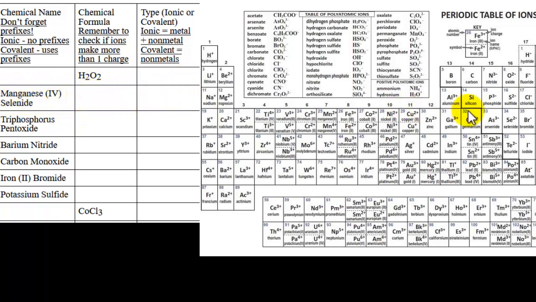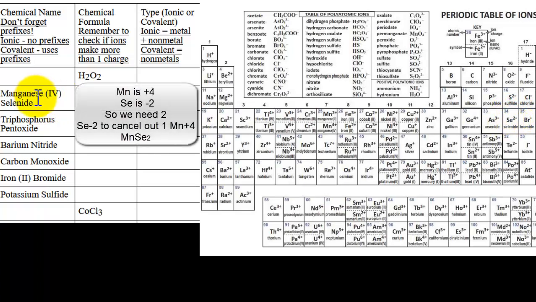And selenide, element 34, selenium, its ion is called selenide. That has a -2 charge. Okay, so if manganese is +4 and selenide is -2, that would mean we need 2 selenides to cancel out the 1 manganese. So this charge here, the +4 part, was important because it told us how many of the selenium we actually needed. If this was manganese(II), we would only need 1 of each because they would be the same charge, plus and minus.